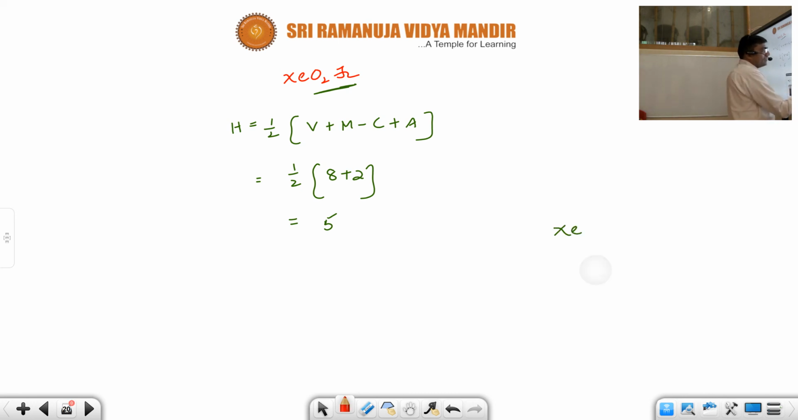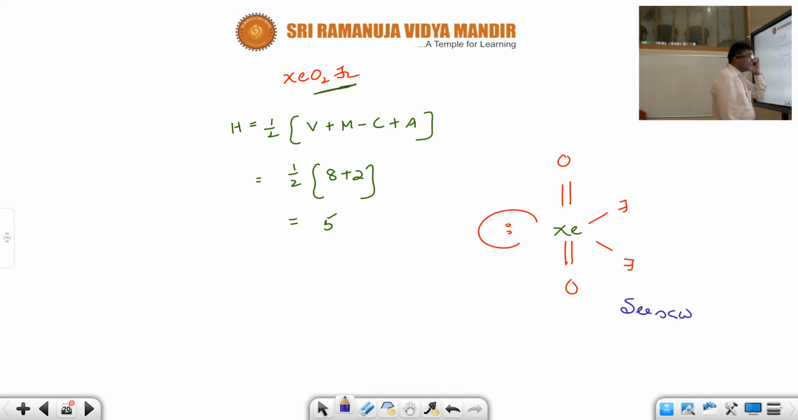So 2 oxygens will be there, and 2 fluorines. So 1 lone pair is there. This is called seesaw structure. Seesaw structure. I hope you understood. So this is the structure of XeO2F2. Agree or not? This hybridization is sp3d hybridization.